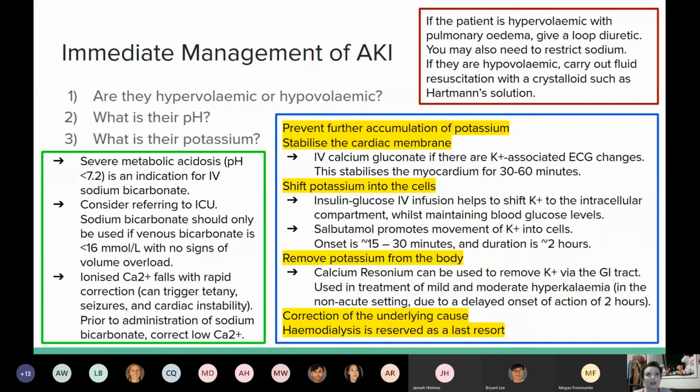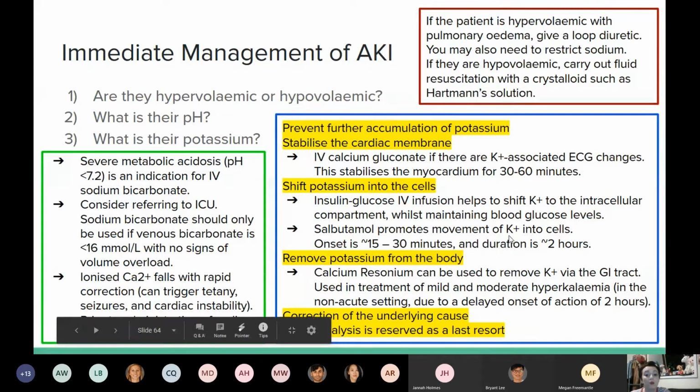Then you can shift the potassium into the cells. Now again, you're buying time here. So you can give them an IV infusion of both insulin and glucose. And using the insulin helps you to shift potassium into the intracellular compartment while maintaining your blood glucose because you've given them glucose. So you wouldn't give insulin on its own because then you're just causing them to reduce their blood glucose rapidly, and then you've got another problem to deal with. So that's why they're given together. And also, interestingly, salbutamol promotes potassium moving into the cells.